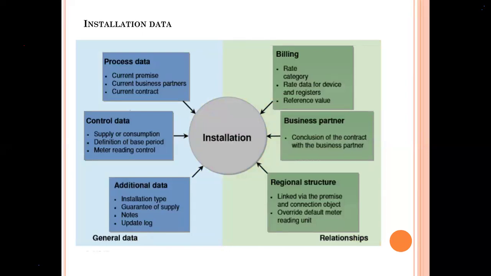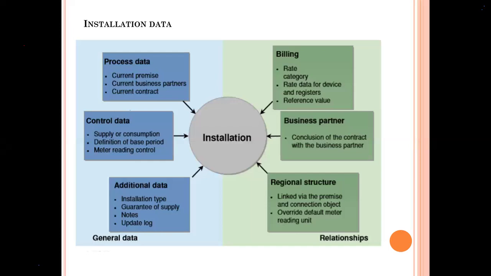Installation, as I mentioned, is the centralized location where we put everything. Majorly we put the billing details, because we use the rate category at the installation. The rate category holds the billing schema, which holds the billing engine and defines how we calculate the billing. Rate data for the device needs to be there, because without rate data we cannot get the rate. All those billing informations are there at the installation. Those are very important.